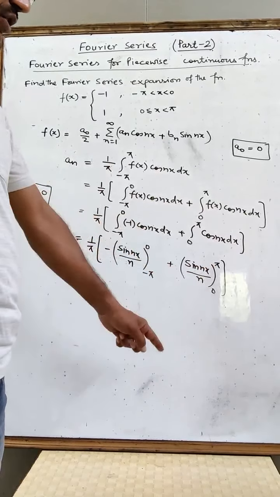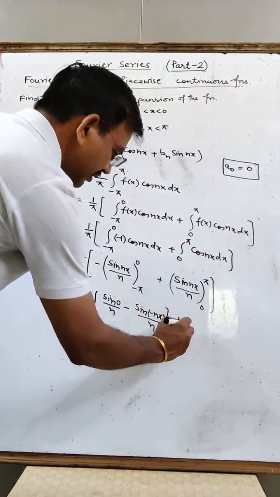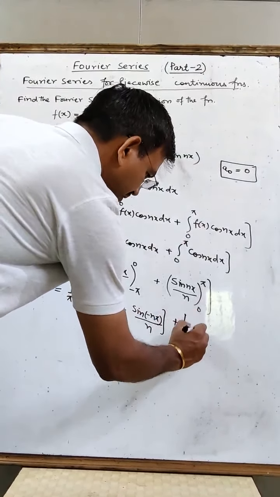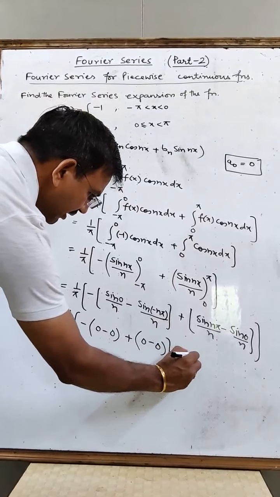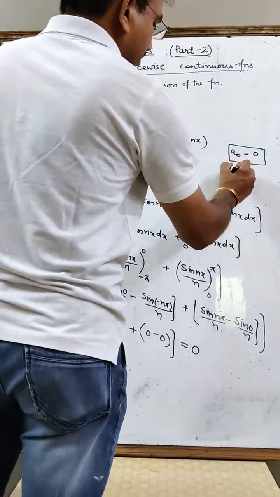So it would become minus sine of 0 over n minus sine of minus n pi over n, and here it would be sine of n pi minus sine of 0 over n, and in both the cases you are watching that all these values are equal to 0. So it is 0 minus 0, here again it is 0 minus 0, so overall an would be equal to 0. That is, so students, I am writing here that an is equal to 0 for all n.